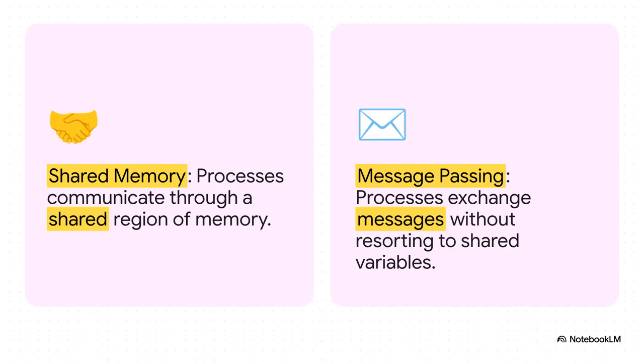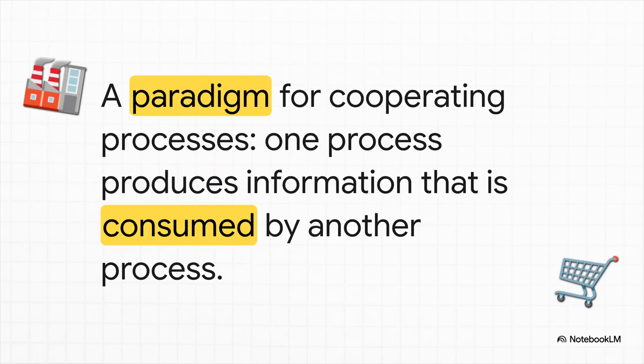Now, this kind of cooperation requires something we call Interprocess Communication, or IPC. And there are basically two main ways to do it. The first is shared memory, where processes get access to the same chunk of memory. It's just like two chefs sharing the exact same pantry. The other way is message passing, where they stay in their own separate kitchens and just send written notes back and forth to coordinate.